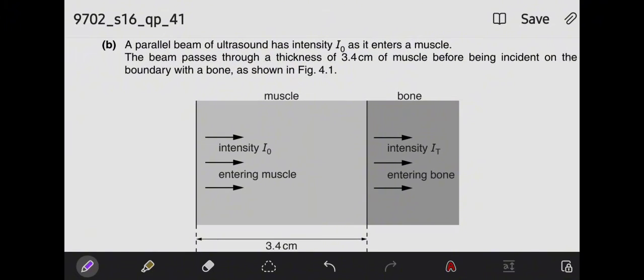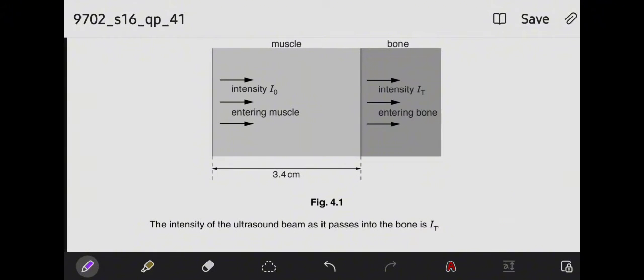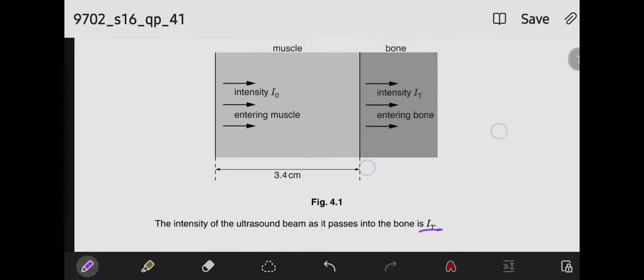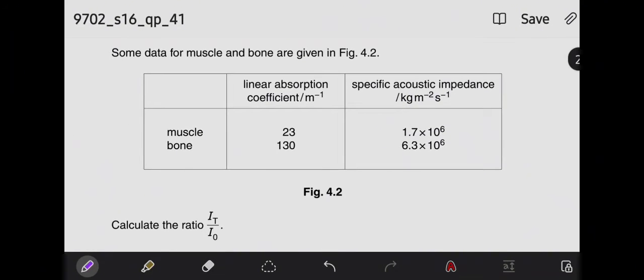Part B. A parallel beam of ultrasound has intensity I naught as it enters a muscle. The beam passes through a thickness of 3.4 centimeter of muscle before being incident on the boundary with a bone. This is shown in figure 4.1. The intensity of the ultrasound beam as it passes into the bone is I_T, or you can say intensity transmitted. Some data for muscle and bone are given in 4.2. Calculate the ratio of I_T over I naught.